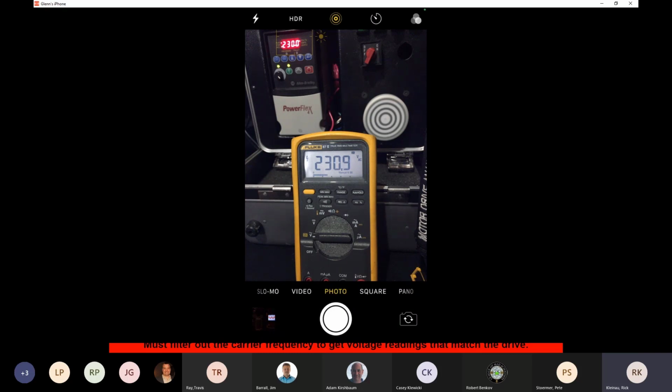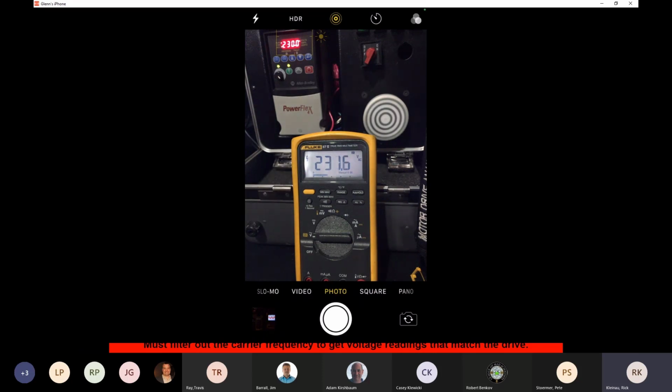A low pass filter is bandwidth limiting. Its cutoff is a little more than 400 hertz. I forgot exactly where it is on this one. But you remember earlier I said that the bandwidth on your meter will largely determine your success if you want to get a meter reading that matches what the drive up here tells you.